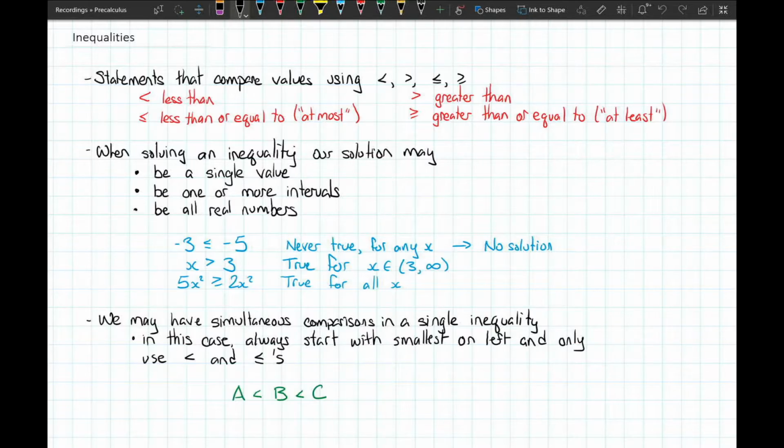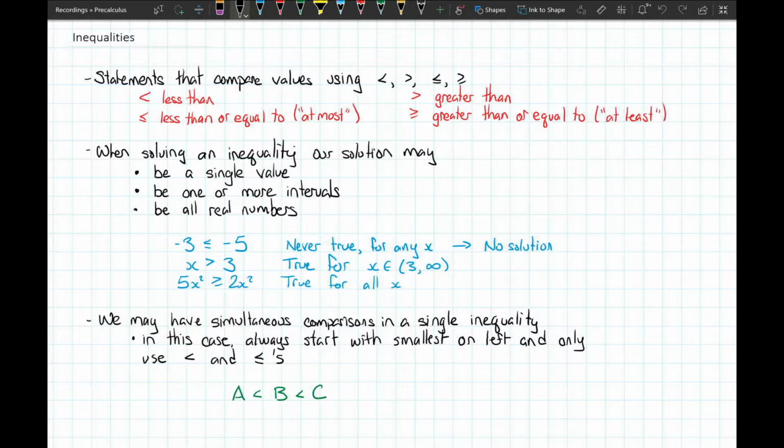We might have x greater than 3, in which case that is true so long as x is any number from 3 to infinity, not including 3. Or we might have 5x squared greater than or equal to 2x squared. I know that x squared is always positive, and 5 times a positive number is always greater than 2 times that same positive number. That's true for all x. So there are a couple of different examples of solutions, and as you see, sometimes there may not be a solution.